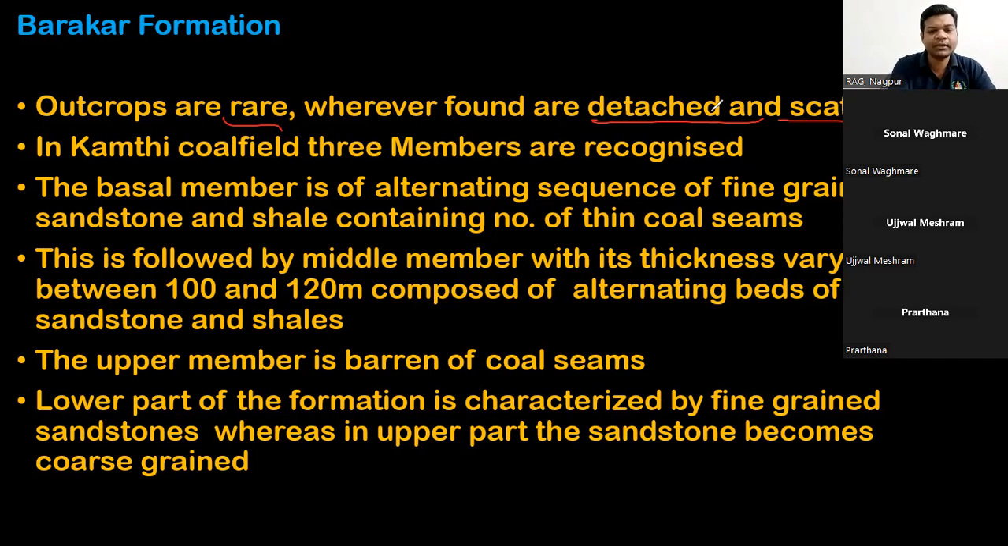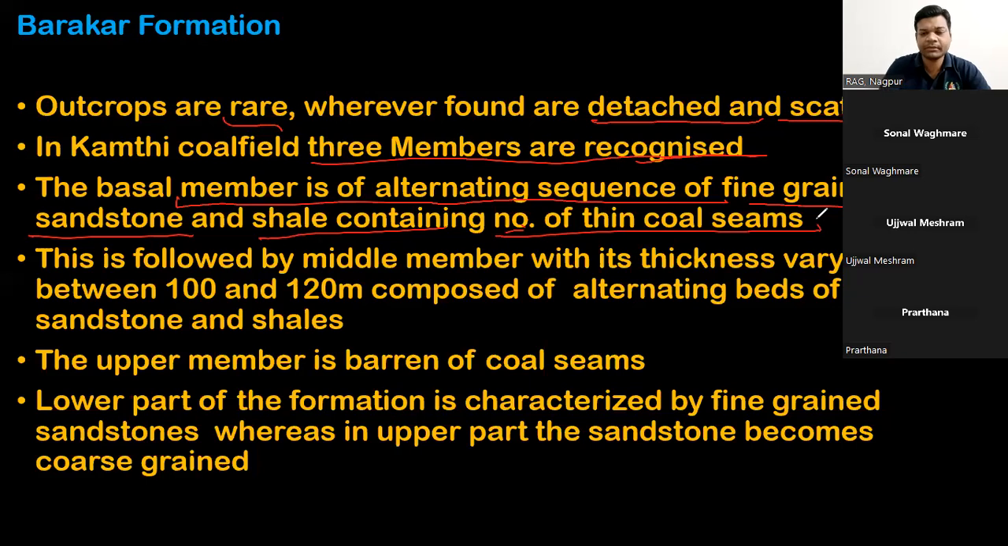In the Kamthi coalfield, three members are recognized. The basal member is an alternating sequence of fine grained sandstone and shale, with a number of thin coal seams. So in the basal member there is an alternating sequence of sandstone and shale.